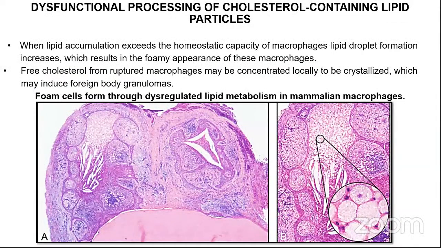So when we see that the lipid accumulation exceeds the homeostatic capacity of macrophages, you have a foamy macrophage. And when this cholesterol is extruded into the extracellular matrix, it gets concentrated locally, gets crystallized, and forms our very familiar cholesterol crystals, which can then induce a foreign body reaction. So in a nutshell, foam cells form through dysregulated lipid metabolism in mammalian macrophages.